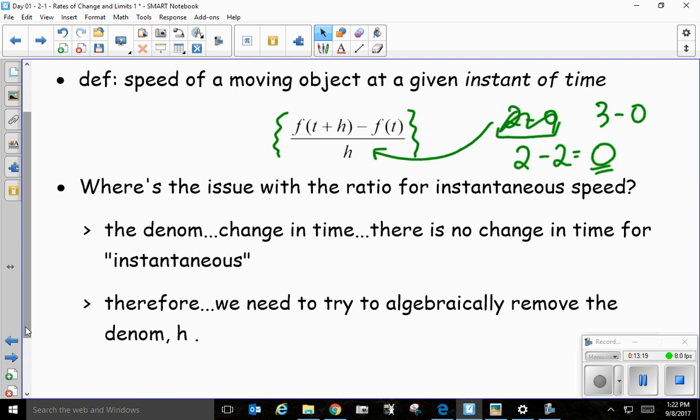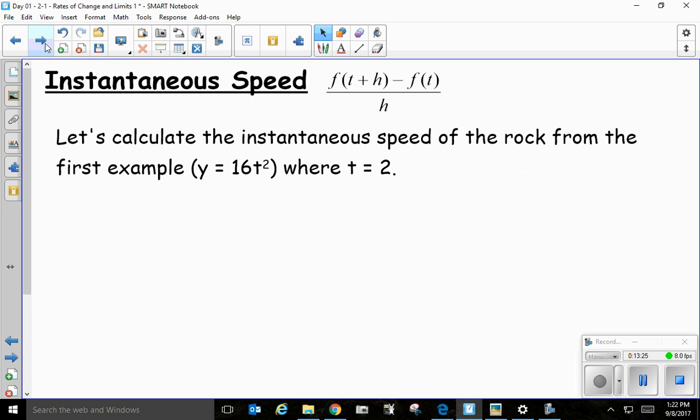All right, so let's try this. Let's calculate the instantaneous speed. We're going to calculate the instantaneous speed of that rock from the first example. We have that equation y equals 16t squared, where t is 2. I don't want the average speed from when it first started falling to 2 seconds later. I want the instantaneous speed of that rock right at 2 seconds. We know we can't just plug in because the bottom will give us a 0. So, we still have change in y over change in t, correct?